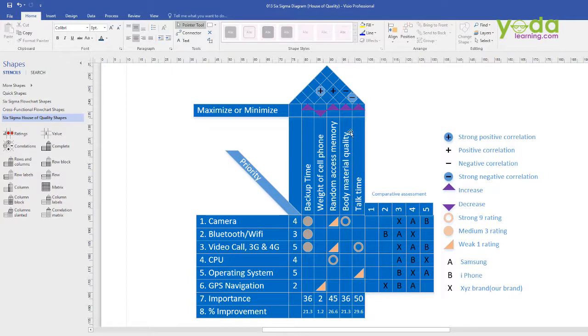Now let's look at the right panel. That's for comparing it with the other brands. So X is our brand and A and B are Samsung and iPhone. So we can see for the camera that Samsung gets a 4 and iPhone is a 5. The rating scale where 5 is the best and 1 is not that great. And we stand at third, which means we have to improve our camera quality, so on and so forth.